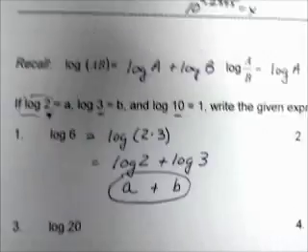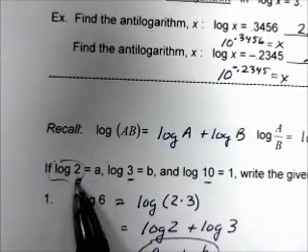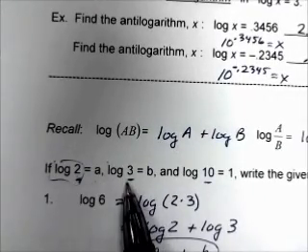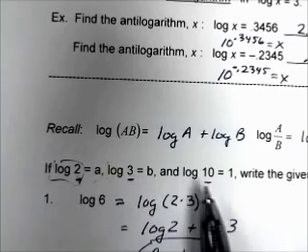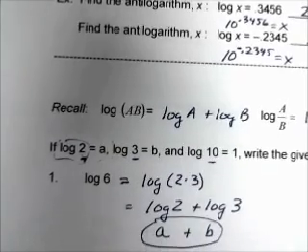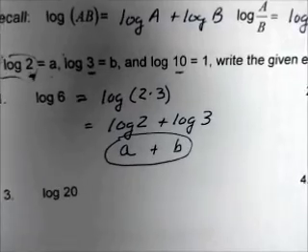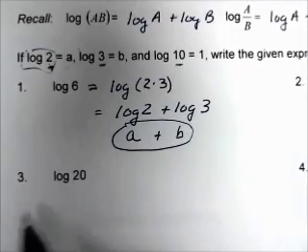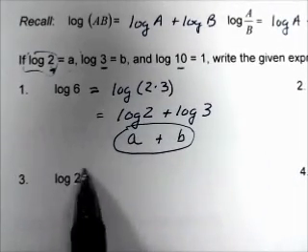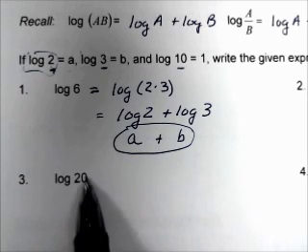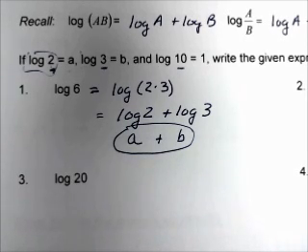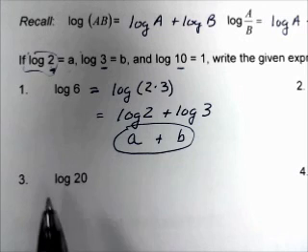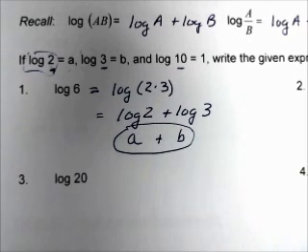Again, keep in mind that log 2 is equal to lowercase a, log 3 is equal to lowercase b, and log 10 does equal 1. Now when we get to number 3, log 20, first just think of 20. How can we represent 20 using 2, 3, and or 10? Well, 2 times 10.